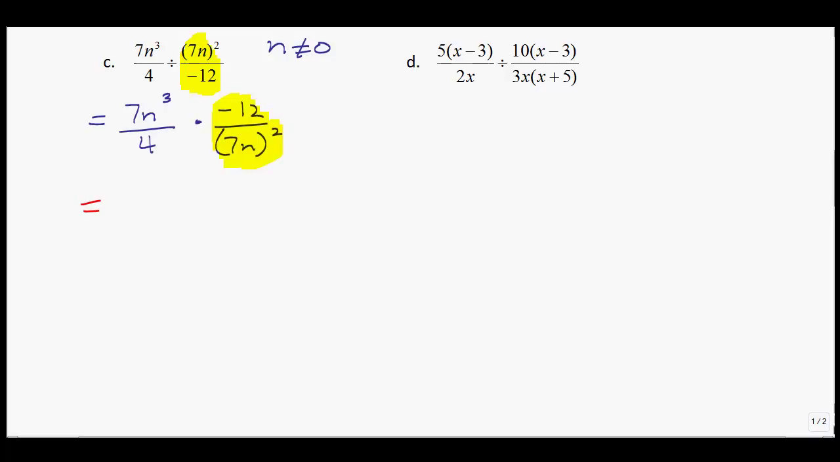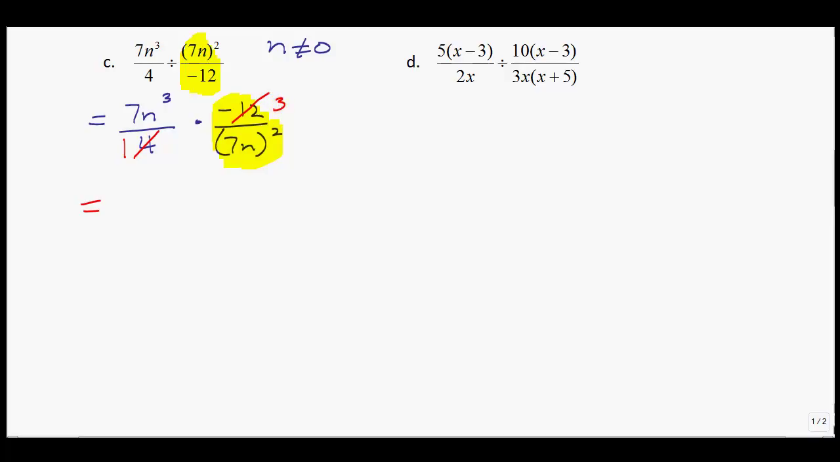What I'm worried about that some people may do here is they may try and just cancel out the 7n cubed and the 7n squared there. Notice that because of those brackets, that's a little bit different, right? So when I simplify here, there's many ways to go about this, but I'm going to see that the 12 and the 4 are both divisible by 4. That leaves me with a 1 and a 3 right here.